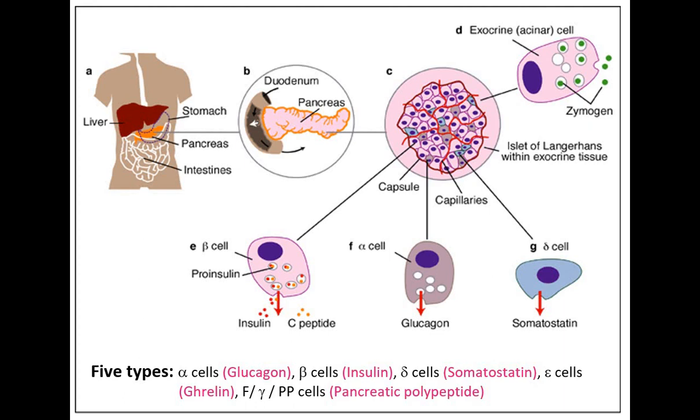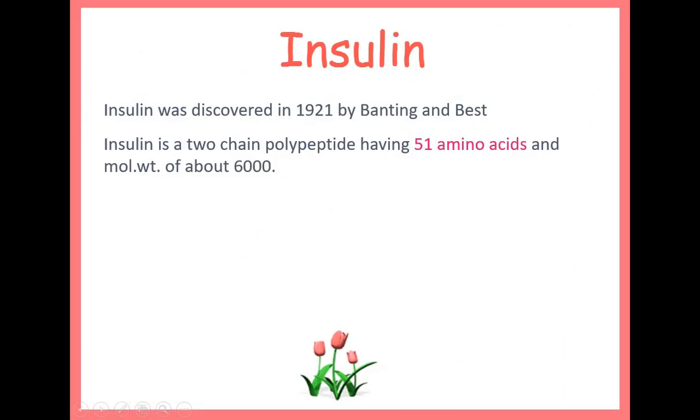So we will not go into the details of pancreatic polypeptide. For our syllabus, our curriculum, the major discussion will be on insulin and glucagon. Glucagon we will discuss side by side when we discuss insulin, as most of its actions are opposite to insulin. So this is regarding the anatomical characteristics of the pancreas and pancreatic islets that we have discussed.